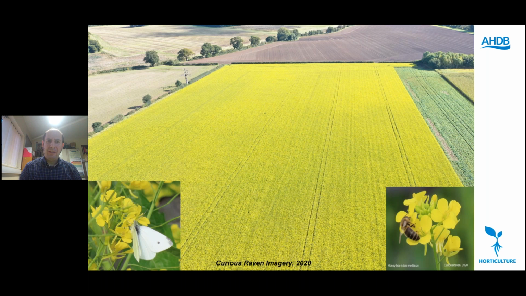So this is a lovely picture of a biofumigant being grown locally in Shropshire. It's Indian mustard, and on closer inspection in this field you could find all sorts of pollinators and insects. So there's another good reason for having a biofumigant.